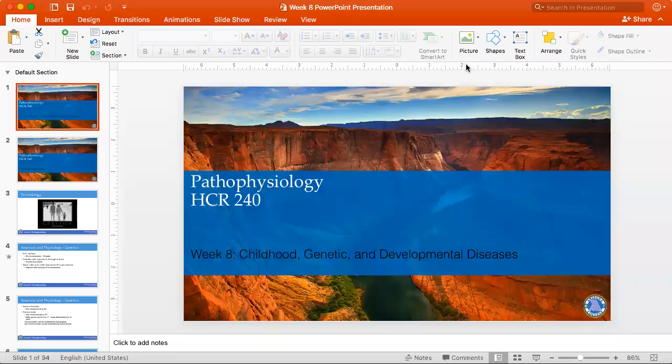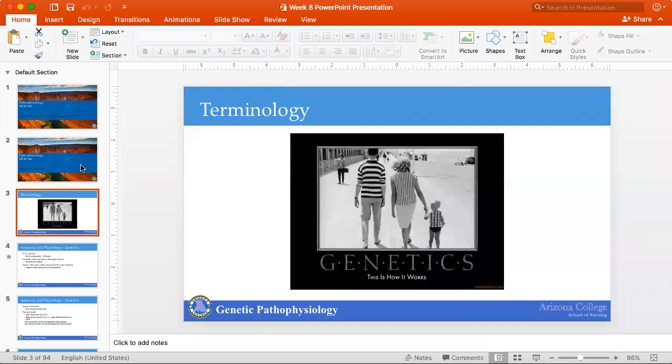In today's lecture, we're going to look at childhood, genetic, and developmental diseases. First, looking at genetic pathophysiology and the role that genetics plays in the formation of certain diseases and pathologies. So genetics is kind of the basis for how many diseases work.